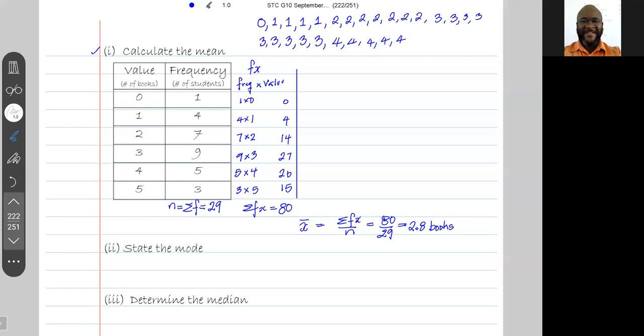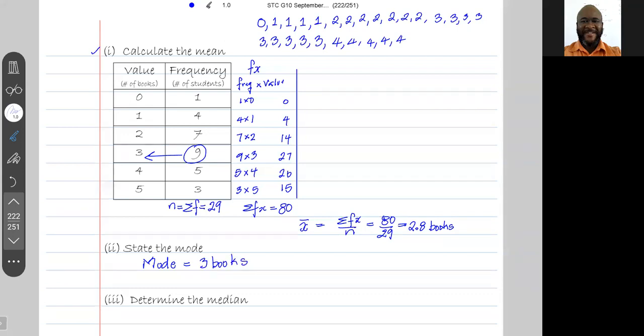Next, we need the mode. Guys, the mode is the value with the highest frequency. Here, the highest frequency is 9, and the value it is associated with is the 3. So the mode is the value with the highest frequency. So the mode is 3 books.